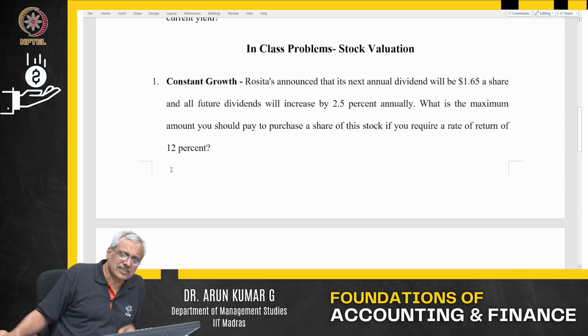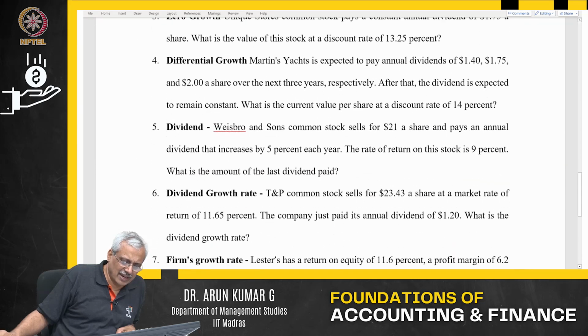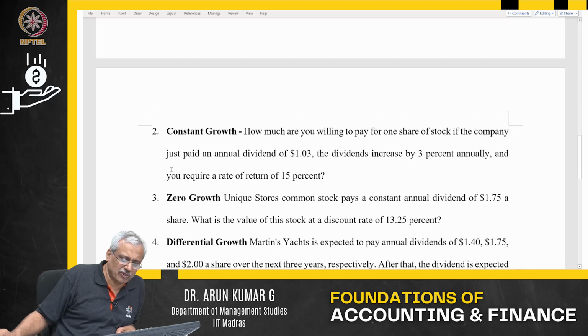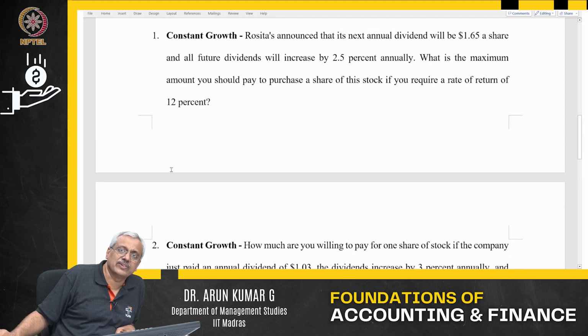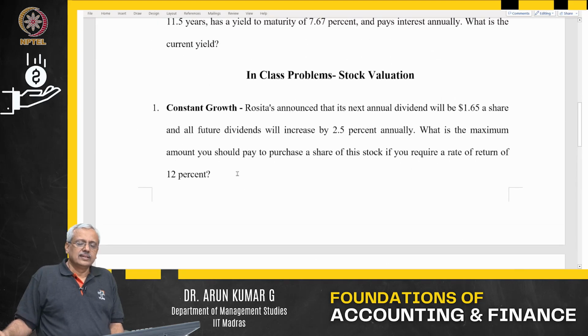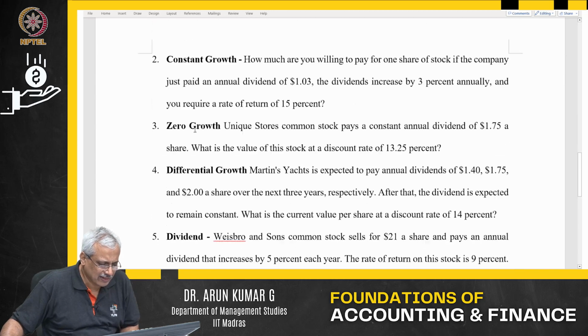Now let's go to some problems in stock valuation. I think I have a list of about 9 problems. I'll pick up about 3 or 4 from this and we will try and see if we can solve it. Let us look at the problems. First one, constant growth, ignore, you can solve it. I'll do the second one.